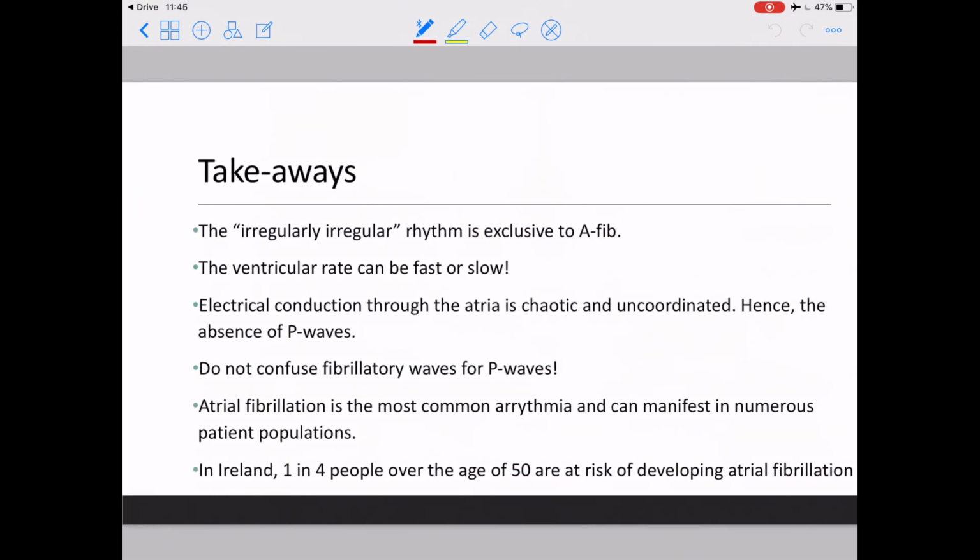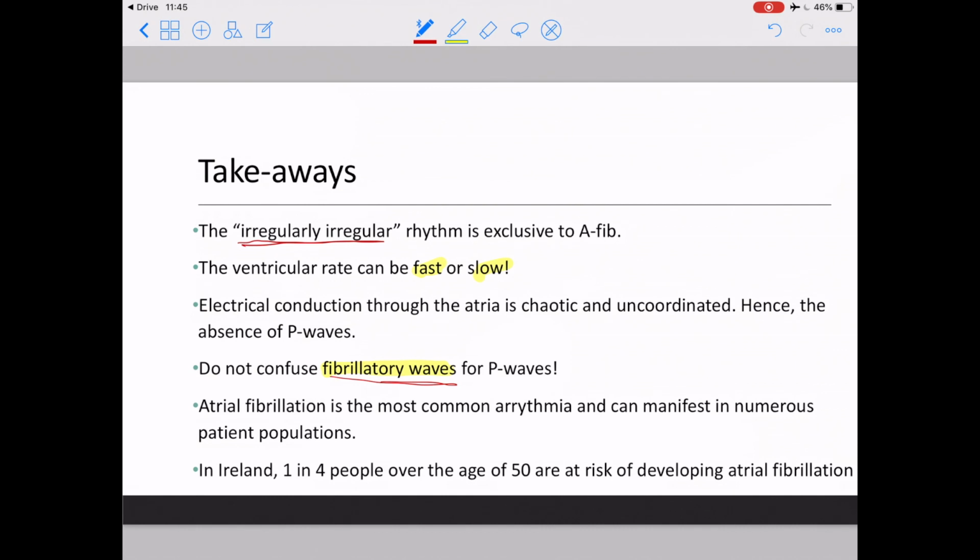Just some final takeaways here. So this irregular rhythm is exclusive to atrial fibrillation. So if you do hear that, it pretty much gives it away. The ventricular rate can be fast or can be slow. The electrical conduction through the atria is chaotic and uncoordinated, so you'll have the absence of P waves, and you'll actually have these fibrillatory waves. But be sure not to confuse these for P waves. We want to make sure that this is very important to know. It can be kind of confusing. They may be around the same amplitude, but do not confuse these for P waves.